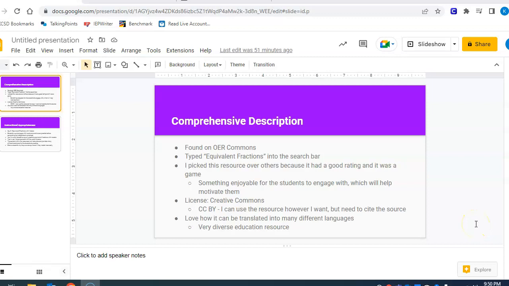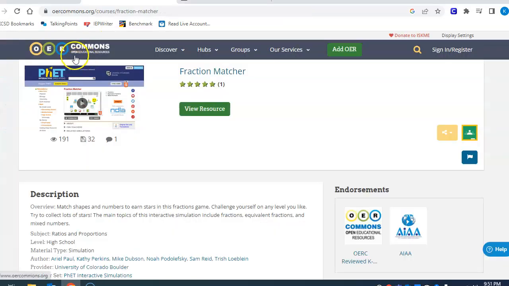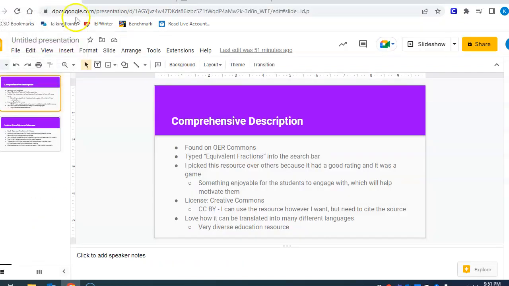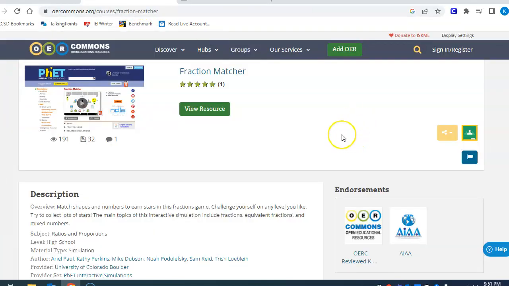Hi everyone. The open educational resource that I found was located on OER Commons, which stands for Open Educational Resources Commons. And what I did was I typed equivalent fractions into the fractions bar because I wanted to focus on finding a resource that would help support my students with equivalent fractions because that is what my unit targets. I picked the resource titled Fraction Matcher.